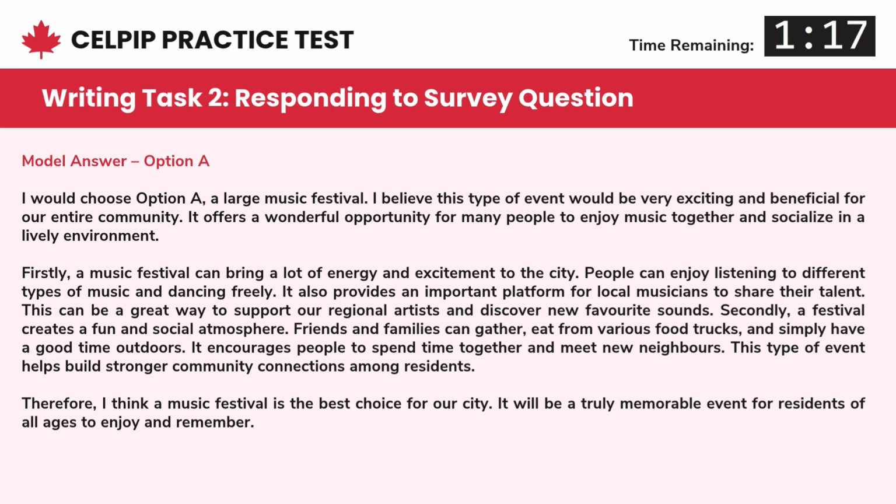The answer clearly states its choice for option A, a large music festival, right at the beginning. It then provides strong reasons for this choice. For example, it explains how the festival brings a lot of energy and excitement to the city. It also highlights the social aspect, noting that it creates a fun and social atmosphere, which addresses the prompt well.